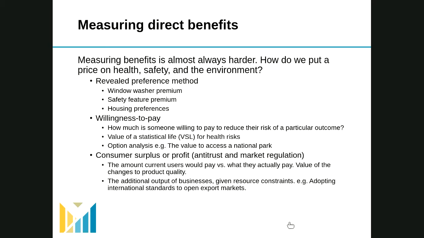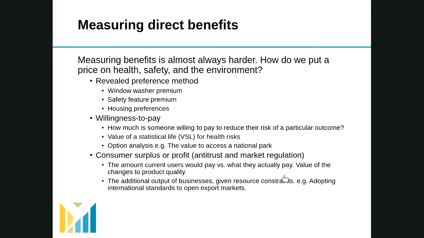I mentioned that measuring the direct benefits of a regulation is often quite a bit more challenging, because the question normally ends up being, how do we actually put a price on health, safety, and the environment? There are some different methods of measuring this. One's called the revealed preference method. We look at the decisions that citizens and consumers make to create a shadow price or a proxy of how much they actually value that aspect of health, safety, and the environment.